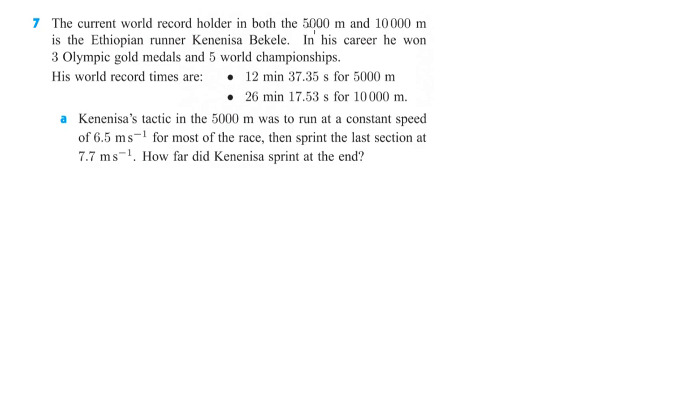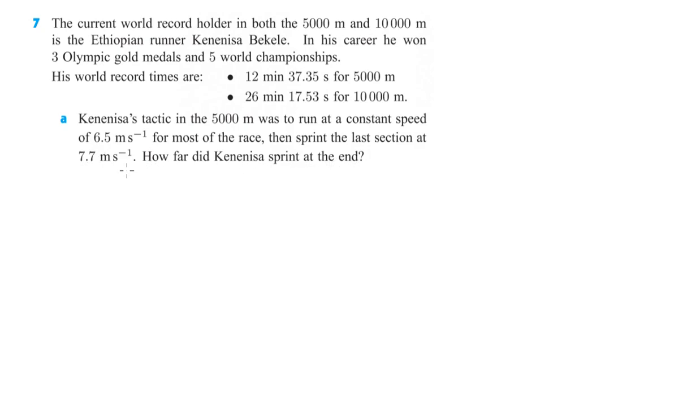7. The current world record holder in both the 5,000 and 10,000 meters is the Ethiopian runner Kenenisa Bekele. I probably butchered that person's name, so I apologize. In his career, he won 3 Olympic gold medals and 5 world championships. His tactic in the 5,000 meter was to run at a constant speed of 6.5 meters per second for most of the race, and then sprint the last section at 7.7 meters per second. How far did he sprint at the end?